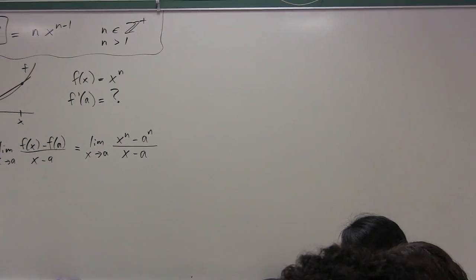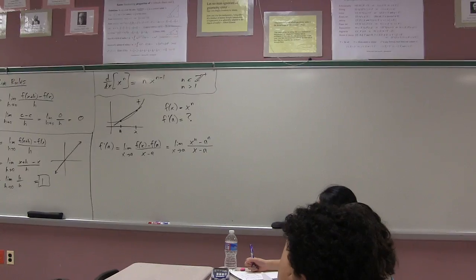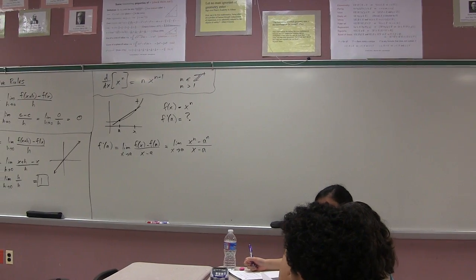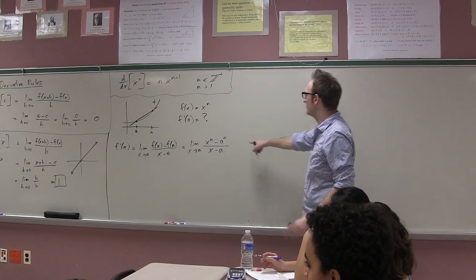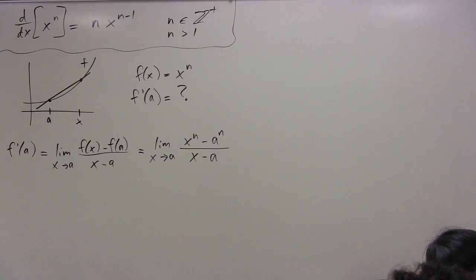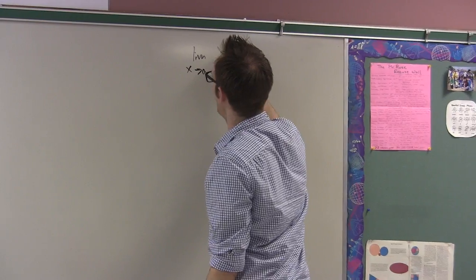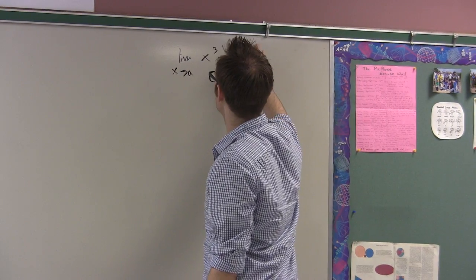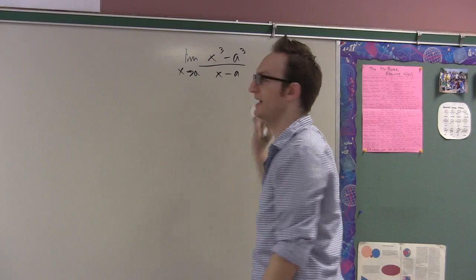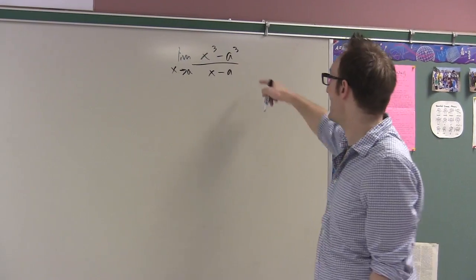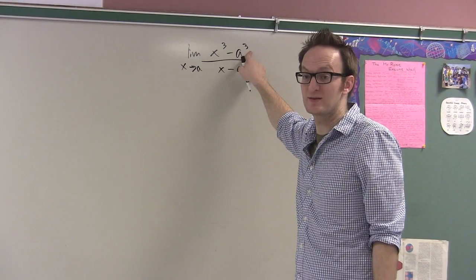How would I compute this limit? Try factoring. Yeah, try factoring, right? In fact, if n is something nice like 3, let's just suppose that n is 3. So you'd be taking the limit as x goes to a of x cubed minus a cubed over x minus a. Then, in fact, you would just factor it, right? You just factor the difference of cubes.